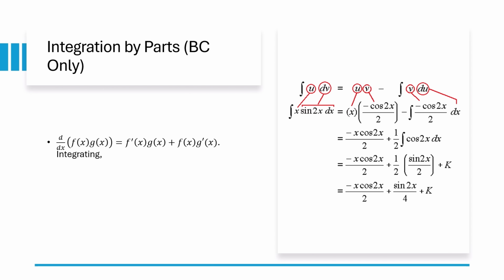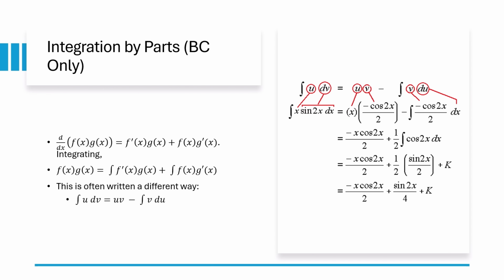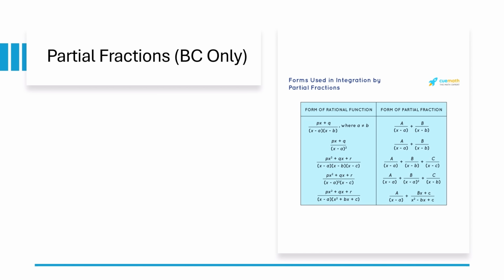Remember back to the product rule that when you take a derivative of two functions, you get the derivative of the first times the second plus the first times the derivative of the second. Now integrate both sides and we get integral of u dv equals uv minus the integral of v du. Look at the example problem to the right and pause for a walkthrough of integration by parts.